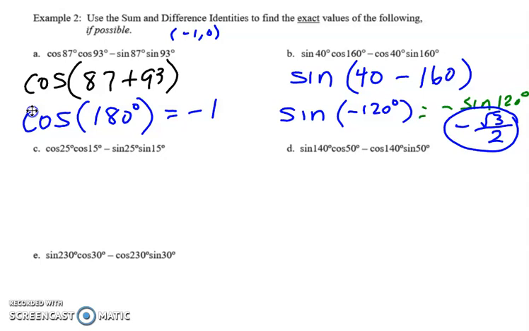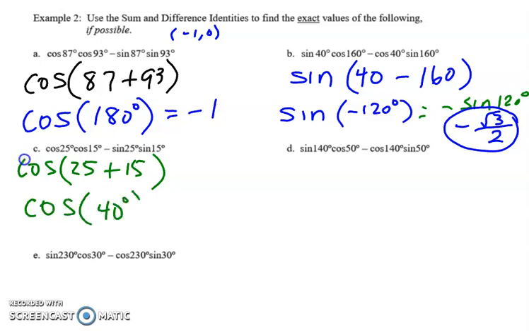So let's pause for a moment and give you a chance to try C and D on your own. So again, we have with C, cos, cos, minus sine, sine. So cosine of 25 plus 15. It's just the cosine of 40 degrees, which is not in any of the families that we know, so we'll just leave it as cosine of 40 degrees.